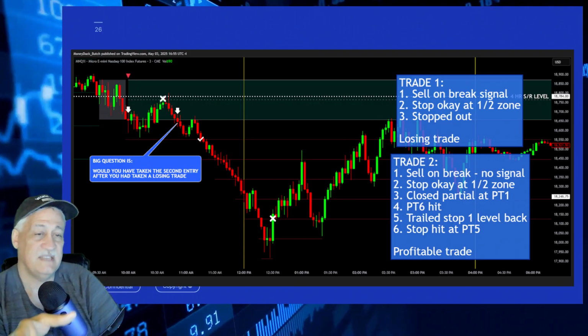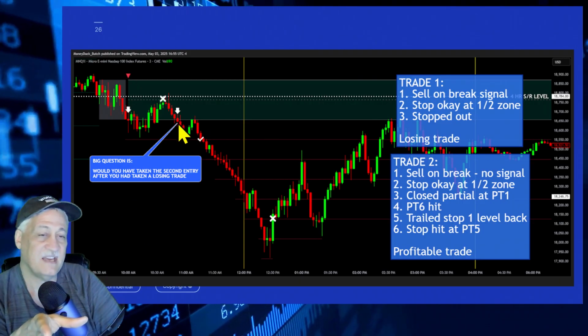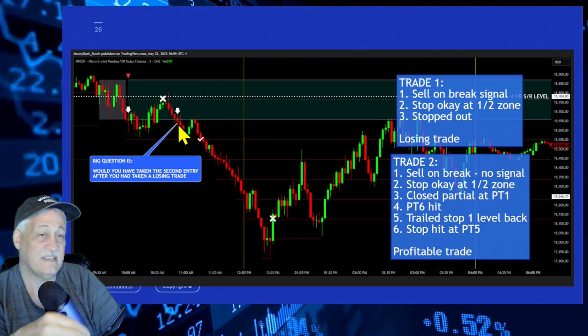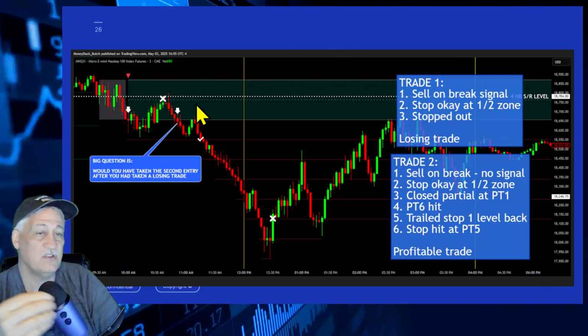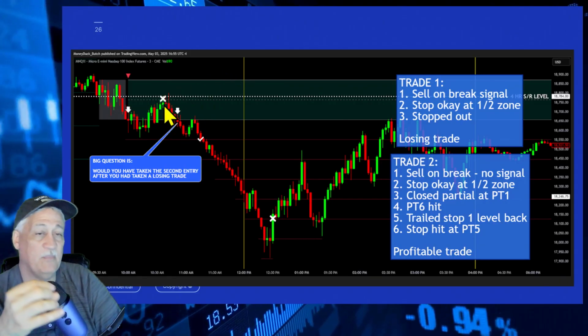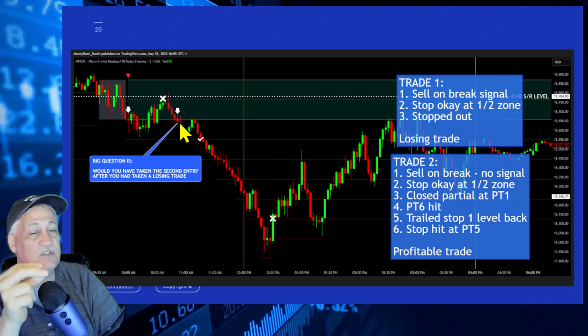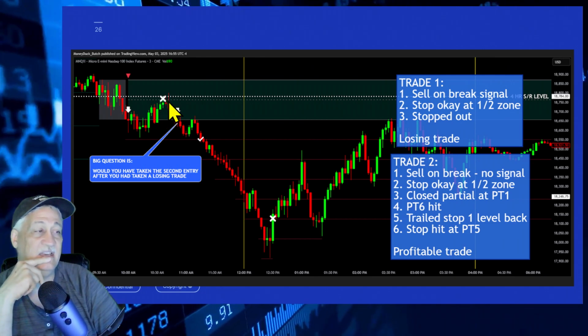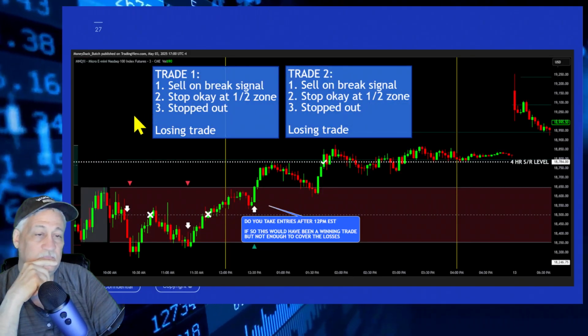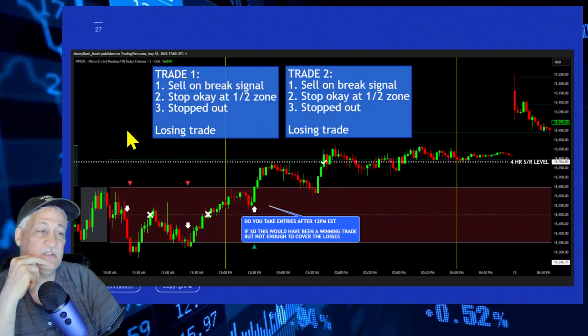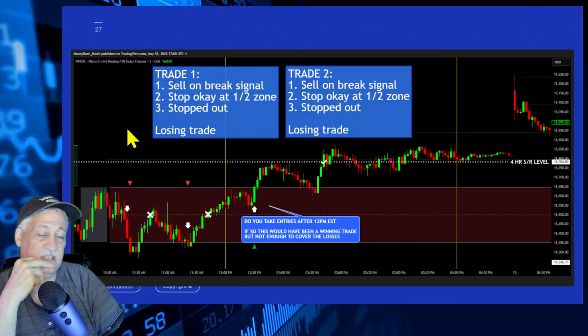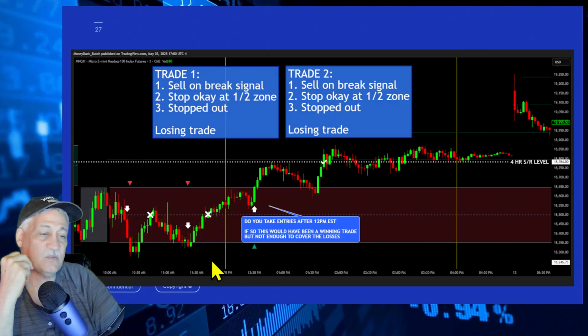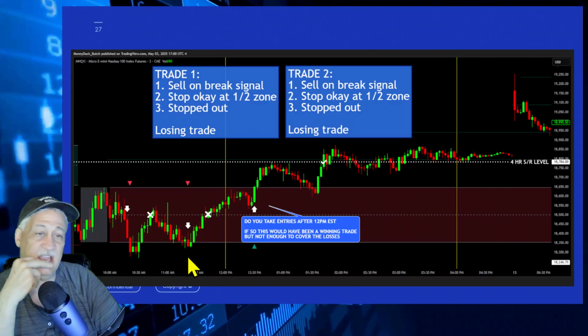Are you taking that as a secondary signal when it breaks out of the box? Even though there's no arrow, it pulled back to the halfway point. But again, it will draw an arrow only if it closes on the other side of that halfway point. Okay. Trade 1, trade 2. These are both losing trades. And that's where you would have to take one in the afternoon.